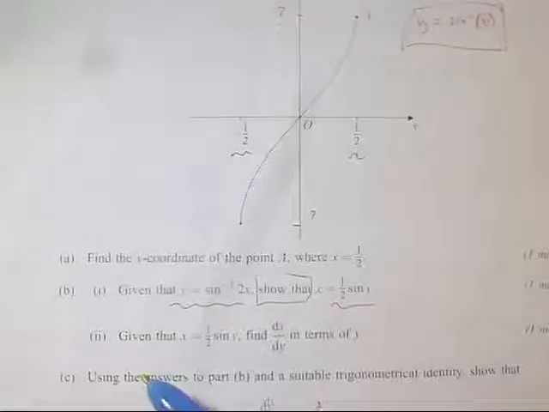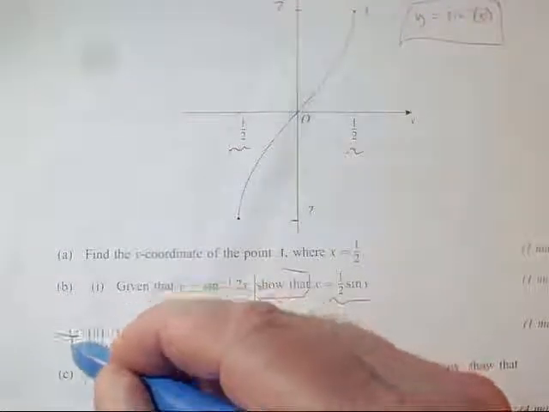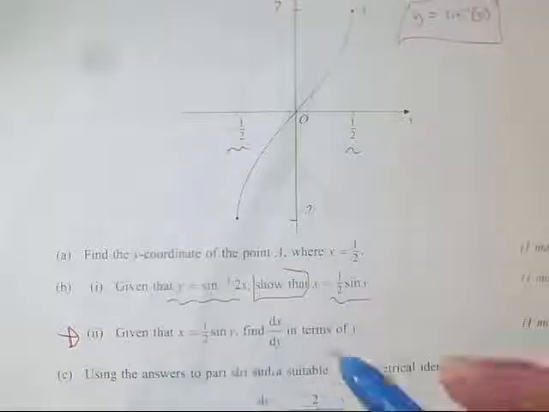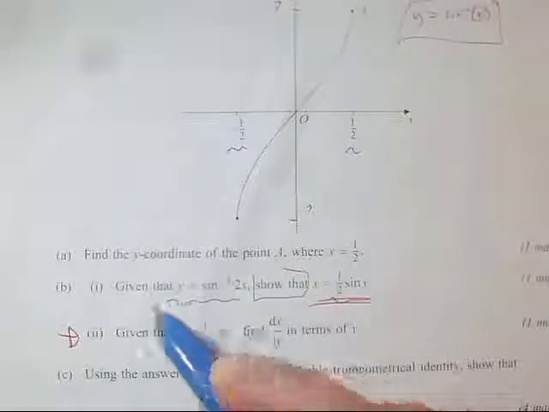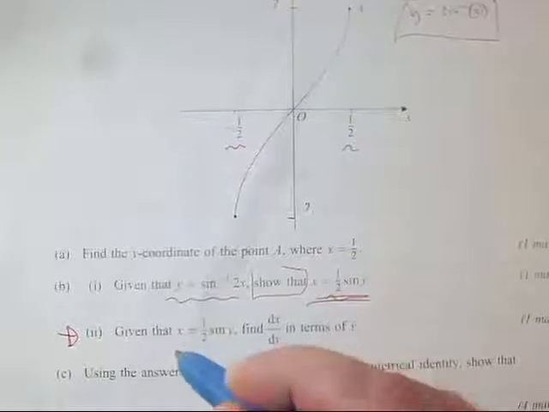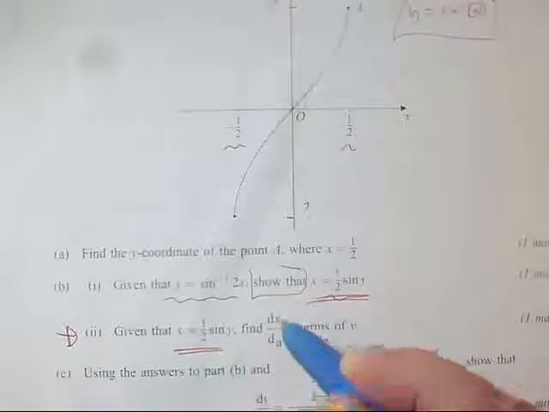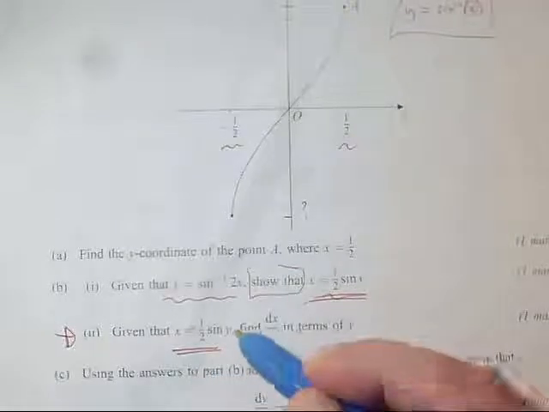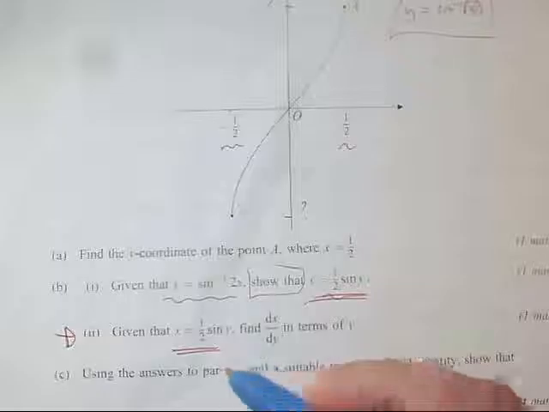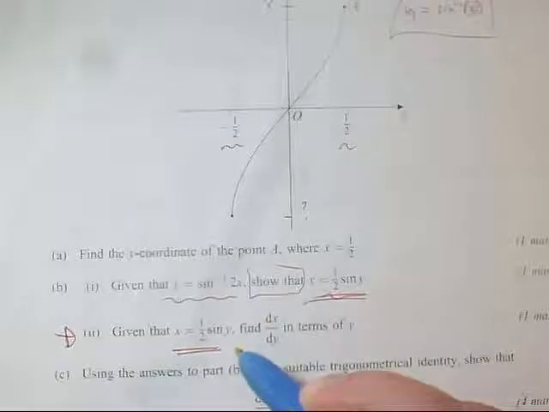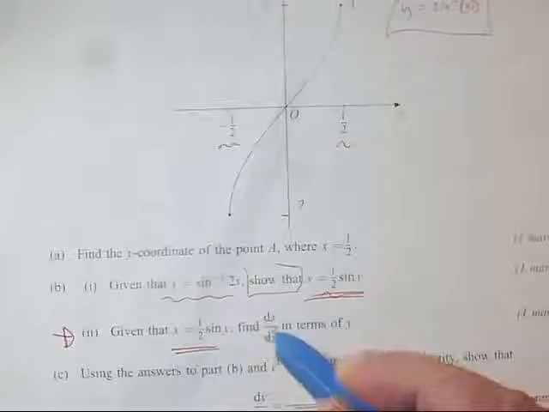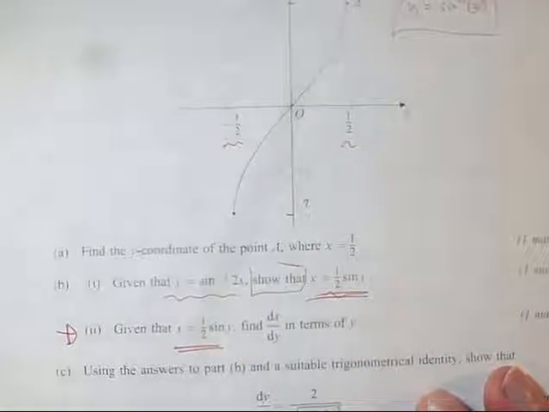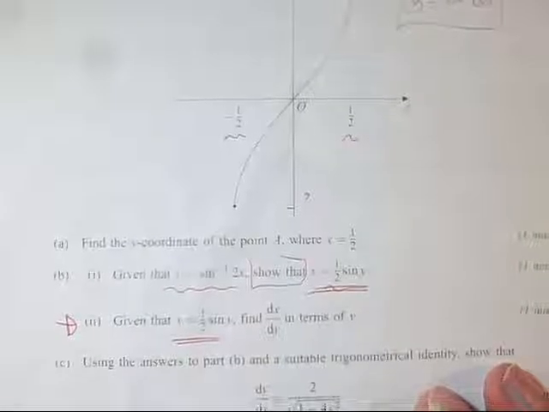Okay, B2. This is a re-entry point because they set you up here. Given that x equals a half sine y, which was the finishing point from B1, we've got to find dx by dy in terms of y. That's 1 mark because it's very easy if you know how to differentiate a sine. We've got x and y the opposite way round from usual, which is why the answer we're getting is dx by dy, not dy by dx. So this is just ordinary differentiation, it's just that the letters have to be swapped.